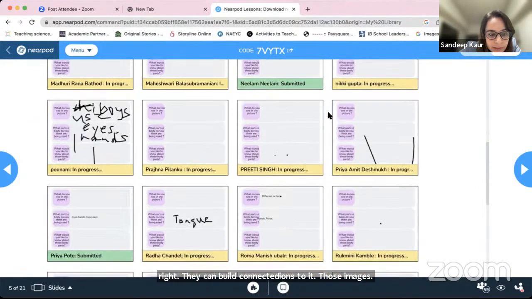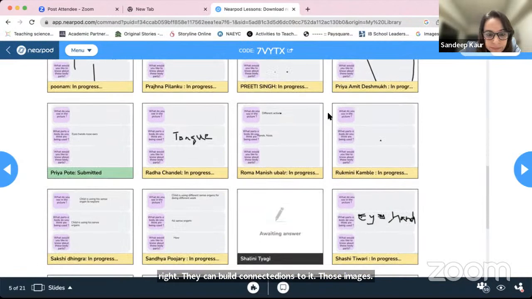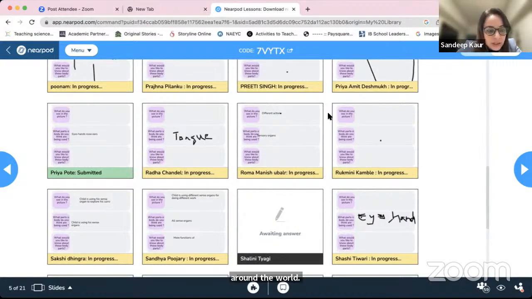Okay, let's see what else. I have a very explicit answer. Child is using different sense organs for doing different work. That gives me an insight that, okay, Sandhya probably knows that senses help you to gather meaning around the world. Okay, that's one insight I get as a teacher.